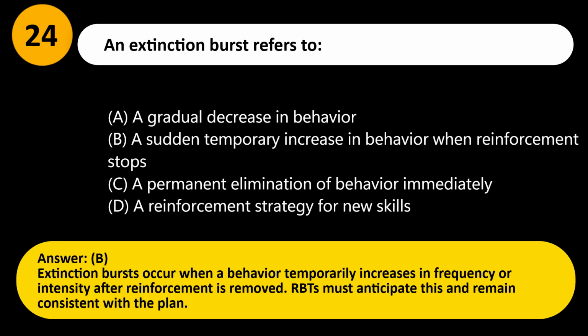Answer: B. Extinction bursts occur when a behavior temporarily increases in frequency or intensity after reinforcement is removed. RBTs must anticipate this and remain consistent with the plan.